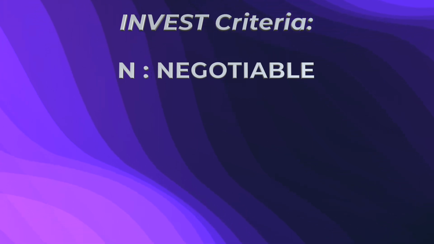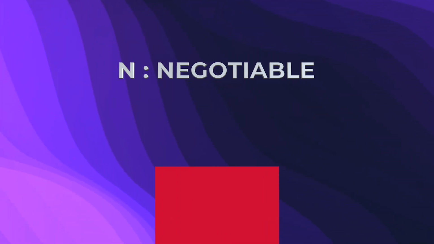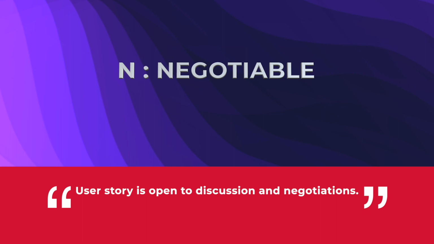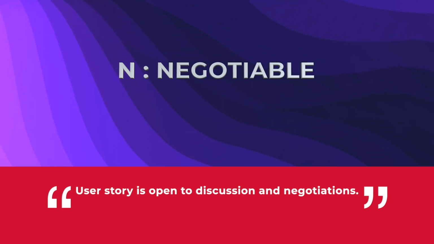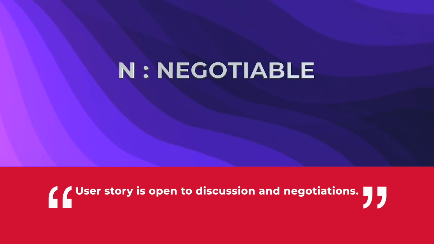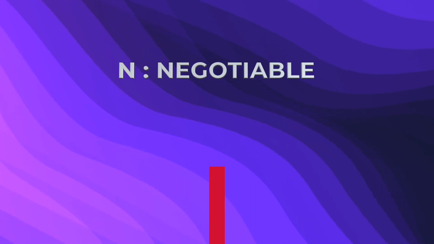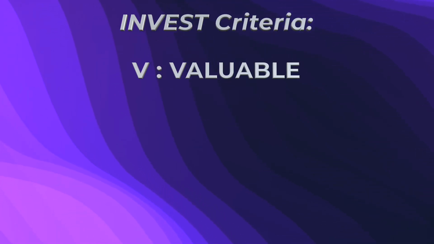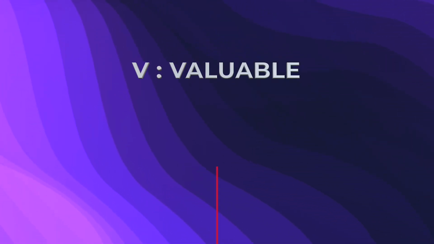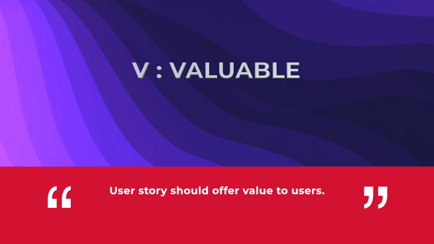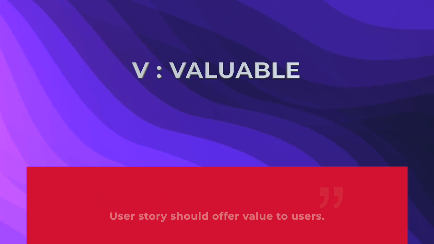N for negotiable. User stories should be open to discussion and negotiation. They're not set in stone. They evolve as you learn more about the users and their needs. V for valuable. The ultimate goal of each user story is to provide value to the user. If it doesn't, it's time to reconsider its place in your backlog.